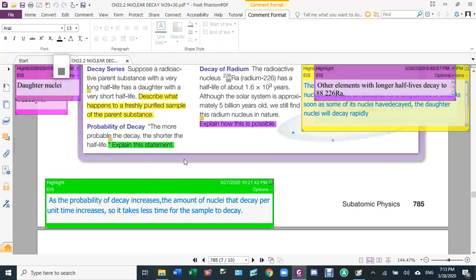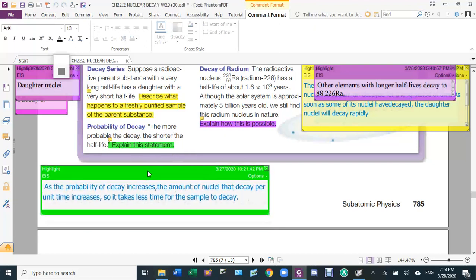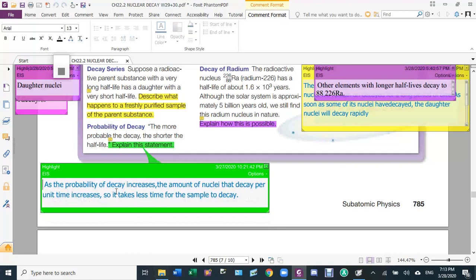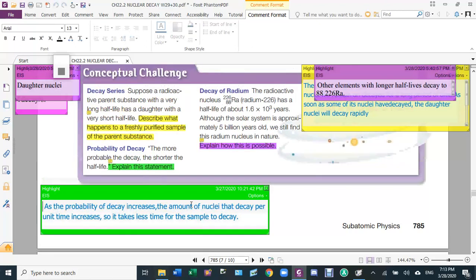Number 2, probability of decay. The more probable the decay, the shorter the half-life. Explain this statement. This question is very important. As the probability of decay increases, the number of nuclei that decay per unit time increases. So it takes less time for the sample to decay. That is the answer to question number 2.